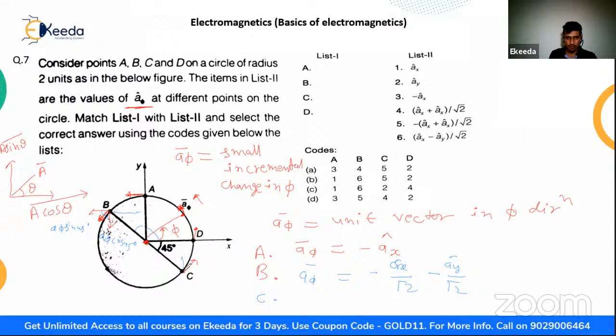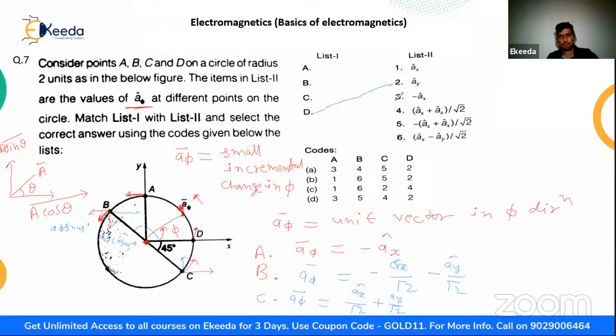Okay, and at C, you can simply again break it up. This will be the first component, and this will be the other component. Again, the angle will be 45 degrees. These two angles will be 45, 45. So the breakdown of this vector in the x direction and y direction will be, this will be in the positive direction, ax by root 2, because the angle is 45 degrees. And this is in the positive x direction, this is in the positive y direction, so this will again be ay by root 2. Okay. And for D, it will be simply ay.